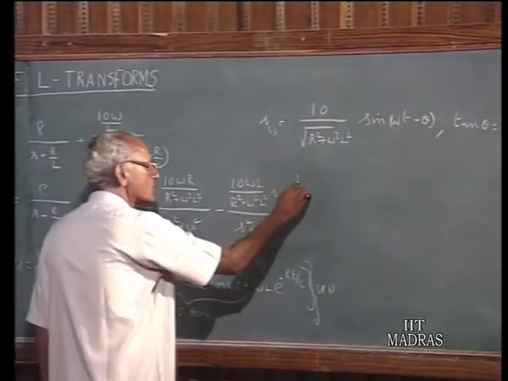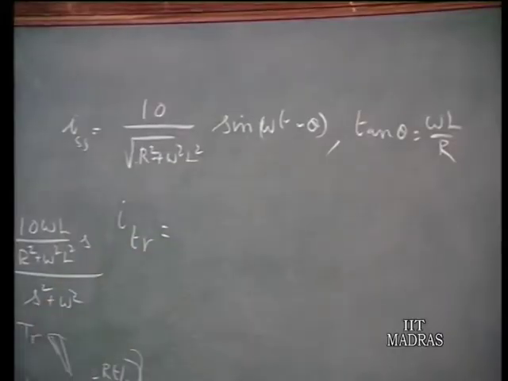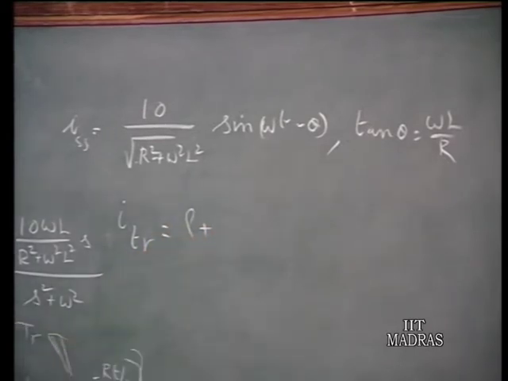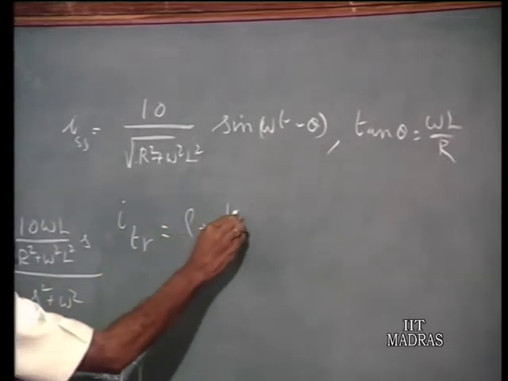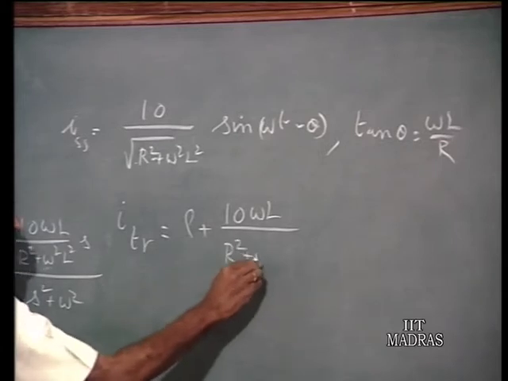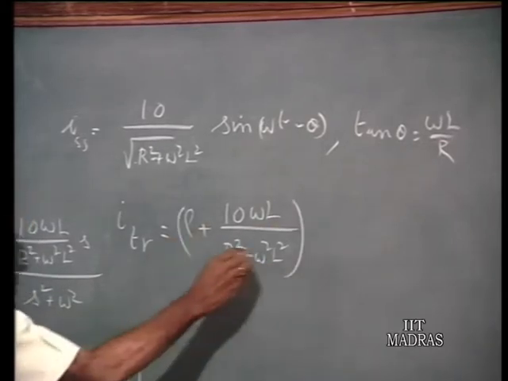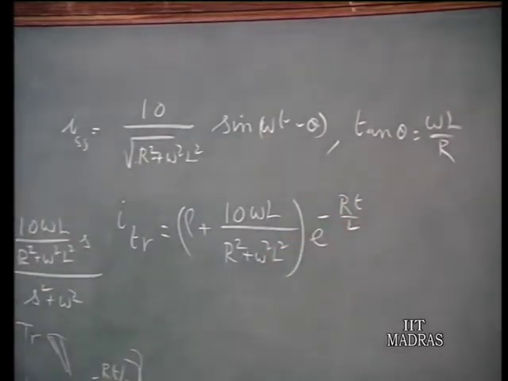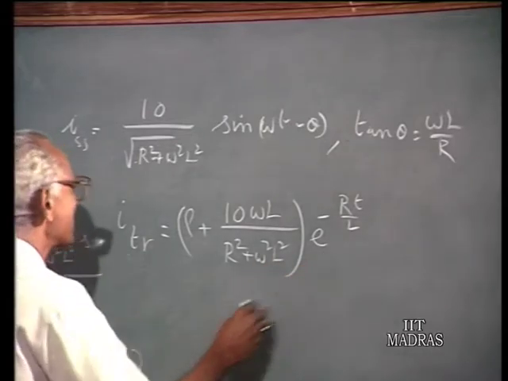The transient part of the solution equals rho plus 10 omega L over r squared plus omega squared L squared, e to the power of minus r t over L. That is the transient part of the solution: Rho e to the power of minus r t by L plus 10 by r squared plus omega squared L squared times omega L e to the power of minus r t by L. This is the transient solution.